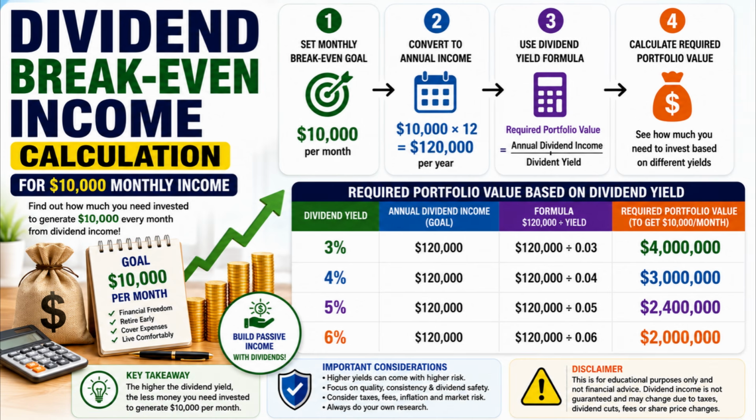That is why it is important to focus on quality, consistency, dividend safety, and diversification. In simple terms, to generate $10,000 per month in dividends, you may need about $2 million to $4 million invested, depending on the dividend yield. This gives a clear estimate of the portfolio size needed to reach this break-even income target.